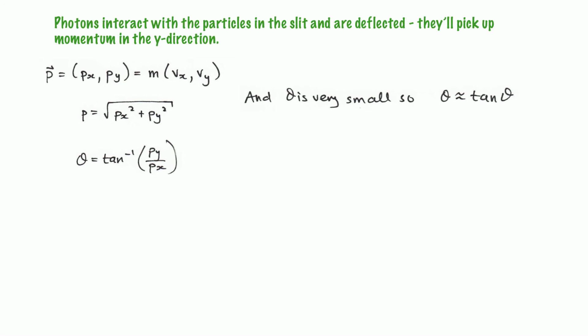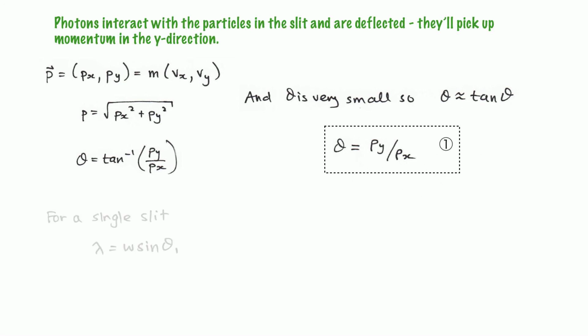Okay, but theta is very, very small because we're talking about very small angles. And you'll remember we made a small angle approximation when we looked at deriving diffraction and Young's double slit experiment. So theta is approximately equal to tan theta for really small angles. So we can say, in this case, theta is just equal to py over px. We'll call that equation number 1. We'll put it inside of this little dotted box here because this is not a final equation yet. This is just one that's going to help us along the way.